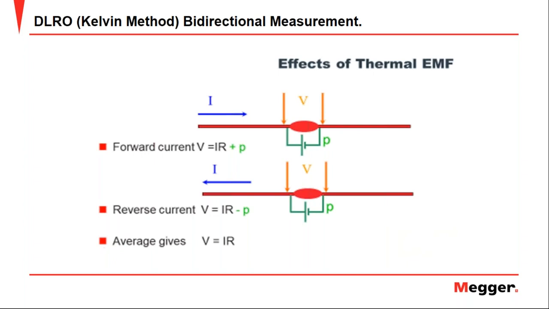If we measure in only one direction, a voltage will be generated and can alter the measurement. But if we do it in both directions, we can eliminate the effect and the reading will be as accurate as possible.